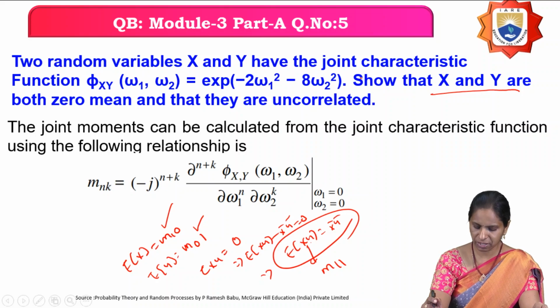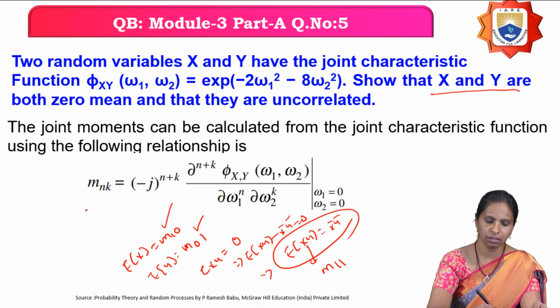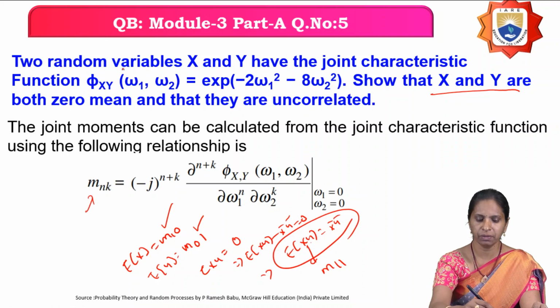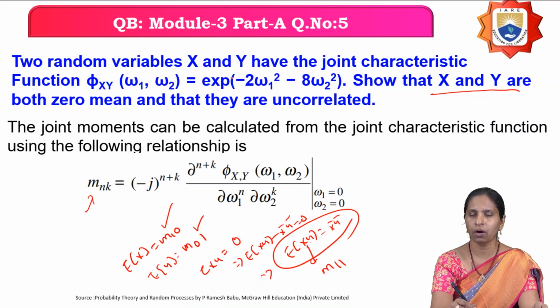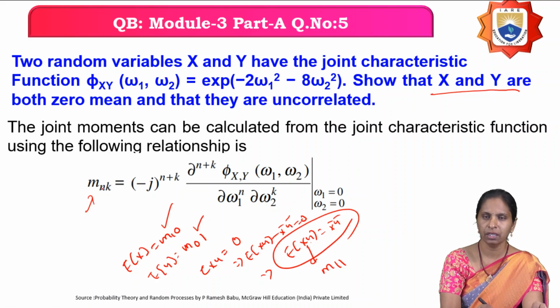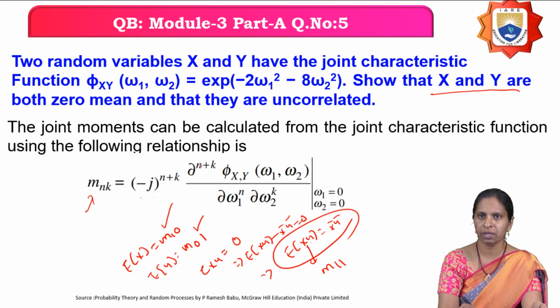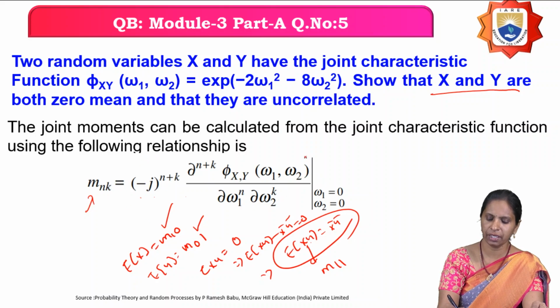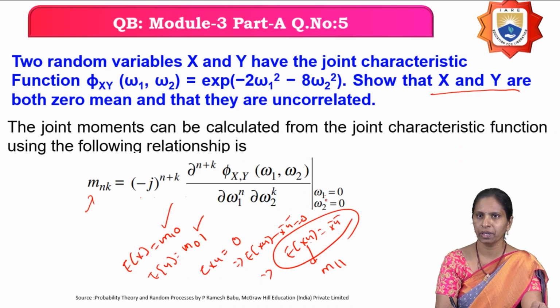Now, previously you calculated the joint moments about the origin from the joint density function. But instead of the joint density function, they have given the joint characteristic function. Then how do you calculate the joint moments about the origin using this characteristic function? What is the formula? m_nk is equal to minus j power n plus k into dou power n plus k phi xy of omega 1 comma omega 2 by dou omega 1 power n into dou omega 2 power k. After differentiating, you have to substitute omega 1 equals 0 and omega 2 equals 0.